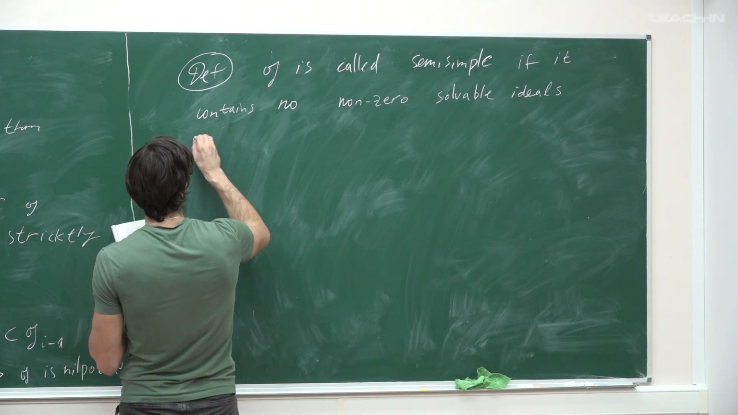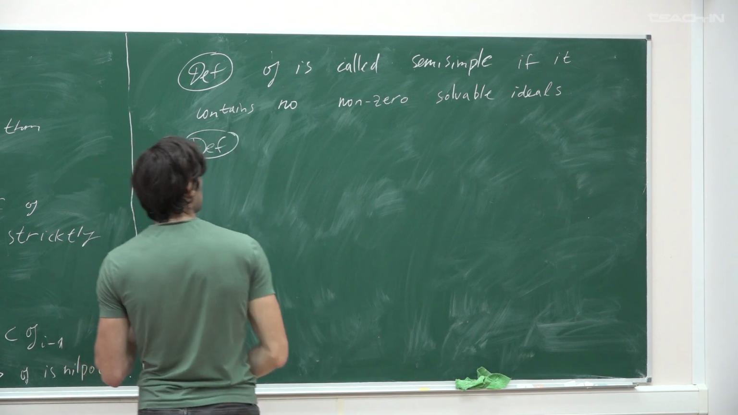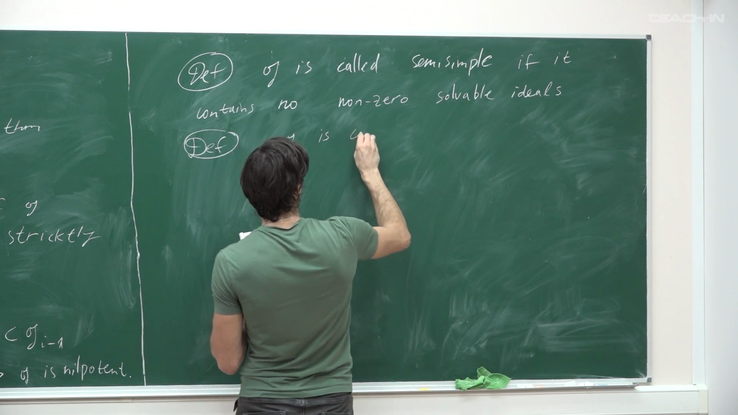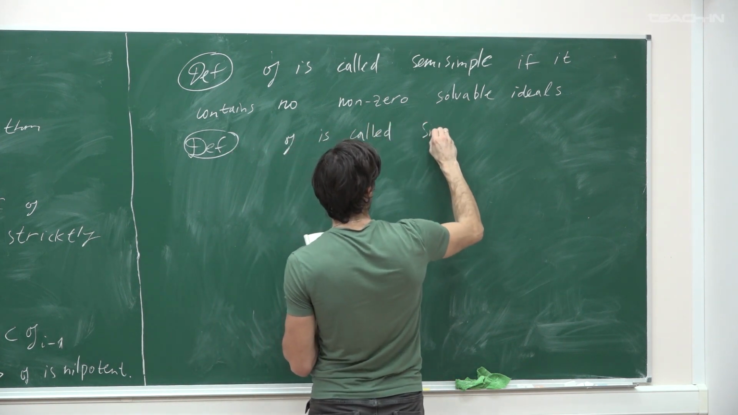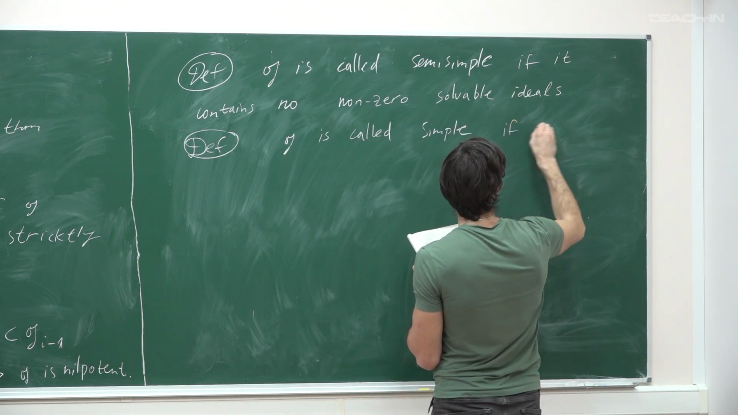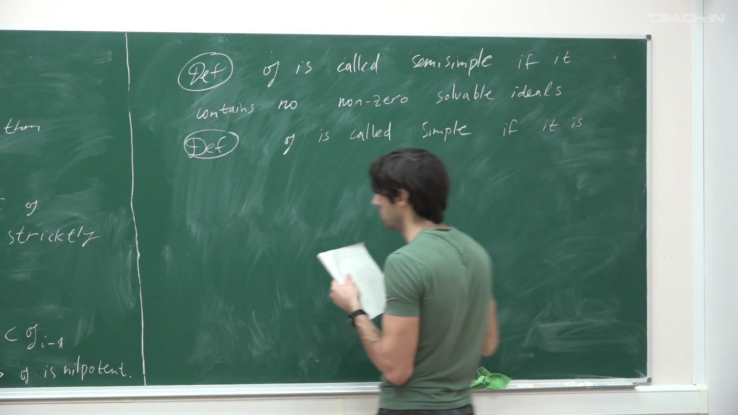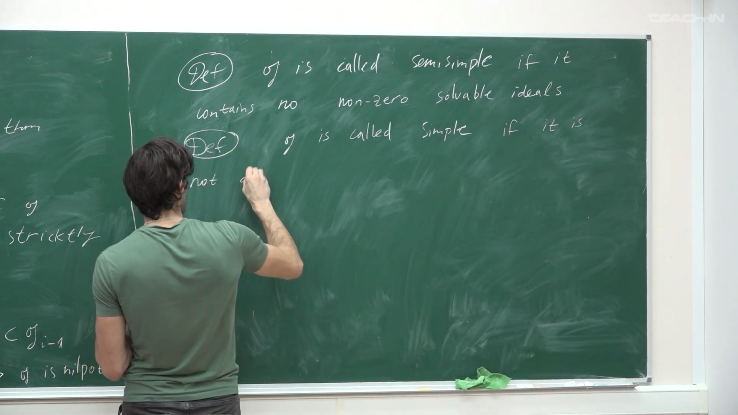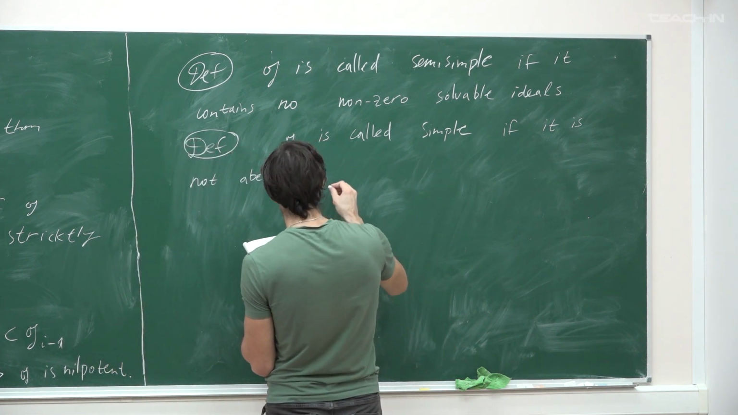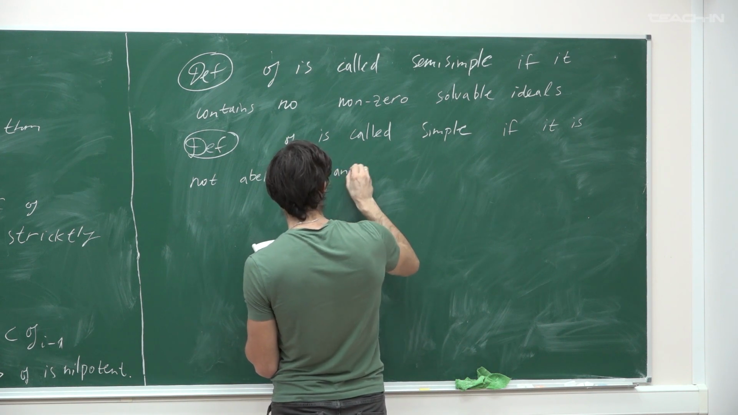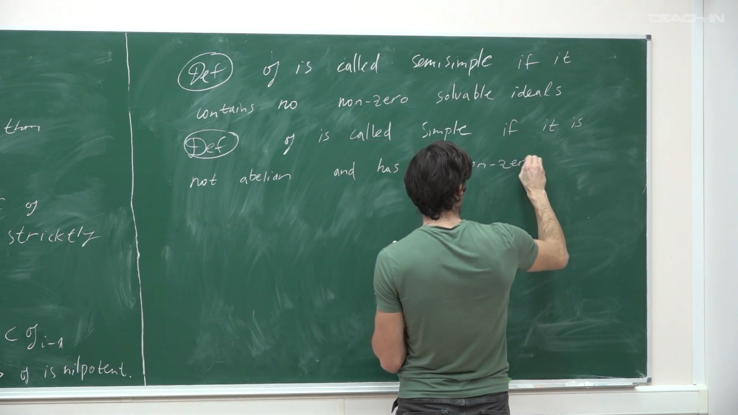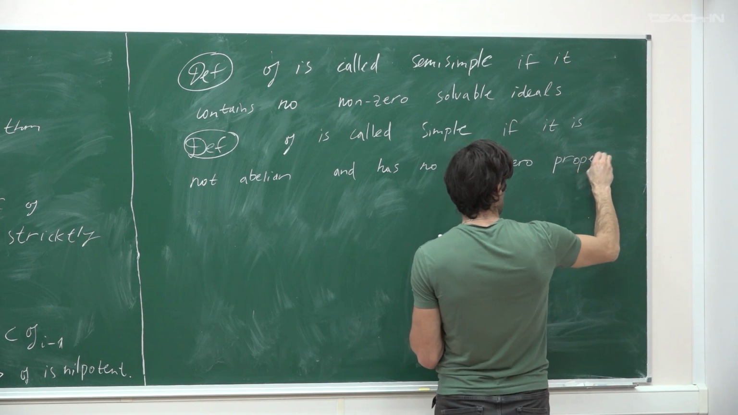And let us right away define what it means to be simple. So G is called simple if it is not abelian and has no non-zero proper ideals.